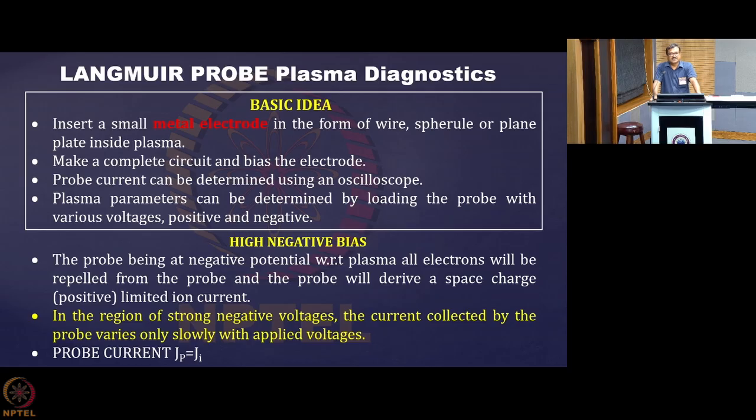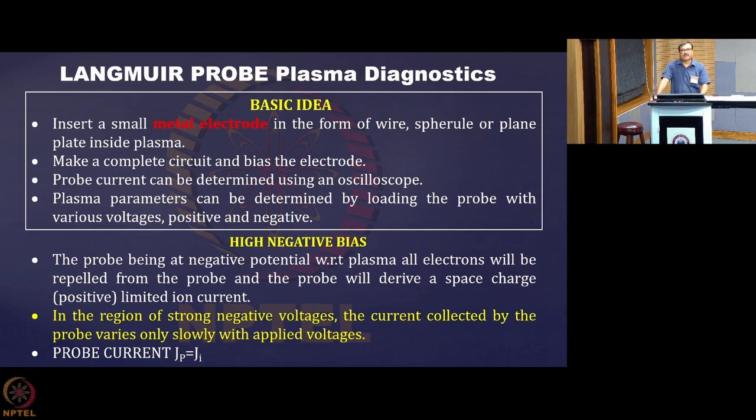Now, what is the principle of Langmuir probe plasma diagnostics? The basic idea is that you insert a small metal electrode in the form of a wire, spherule or plain plate inside the plasma, and the dimensions I have already told you. Make a complete circuit and bias the electrode, as I have shown you in the diagram. The probe current can be determined using an oscilloscope, and plasma parameters can be determined by loading the probe with various voltages, positive and negative.